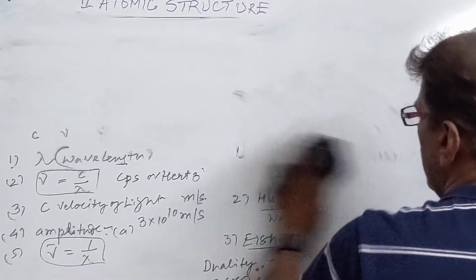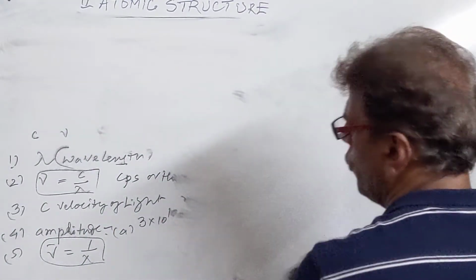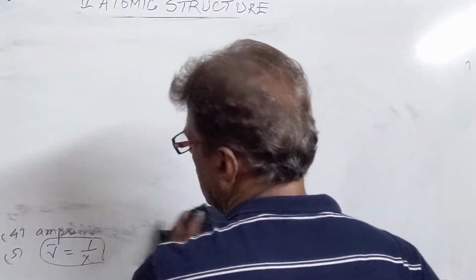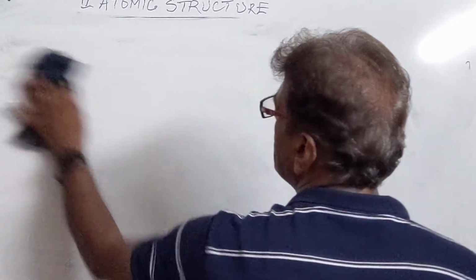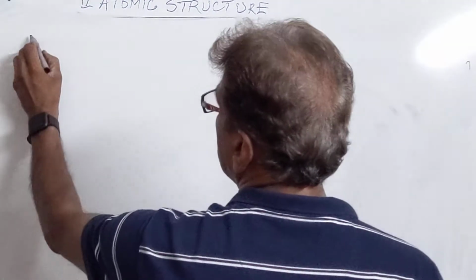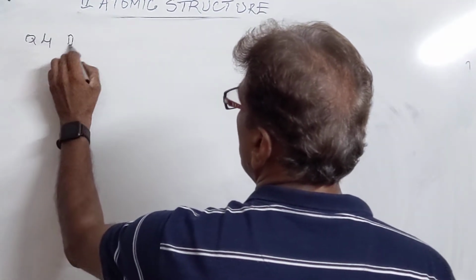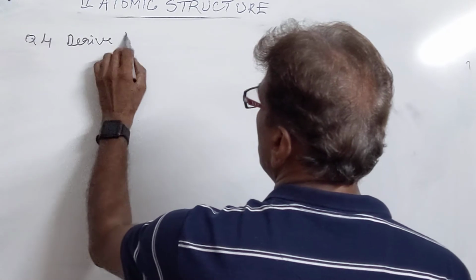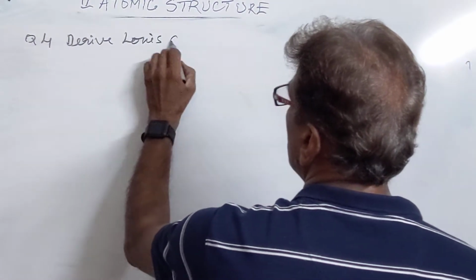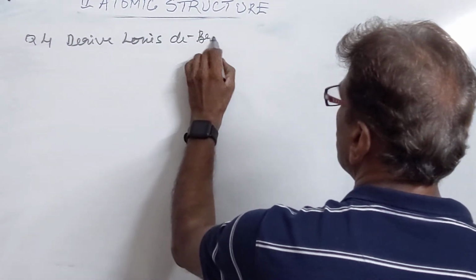So after knowing the dual character of light, now we shift to the dual character of matter. This was proposed by Louis de Broglie in 1924. So we'll now be considering the derivation of the Louis de Broglie equation.